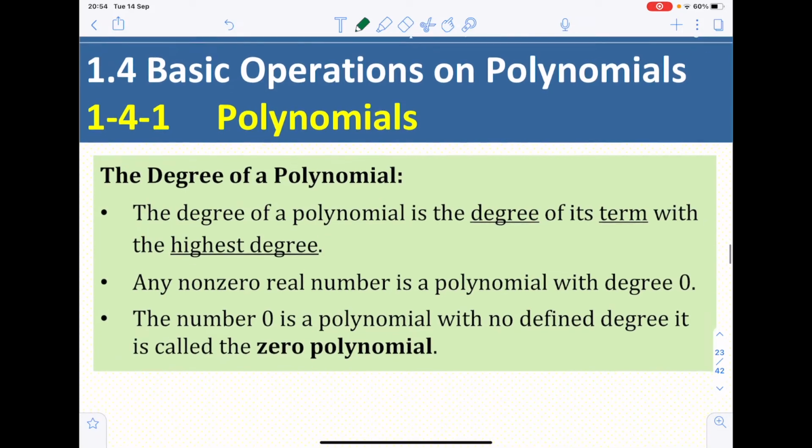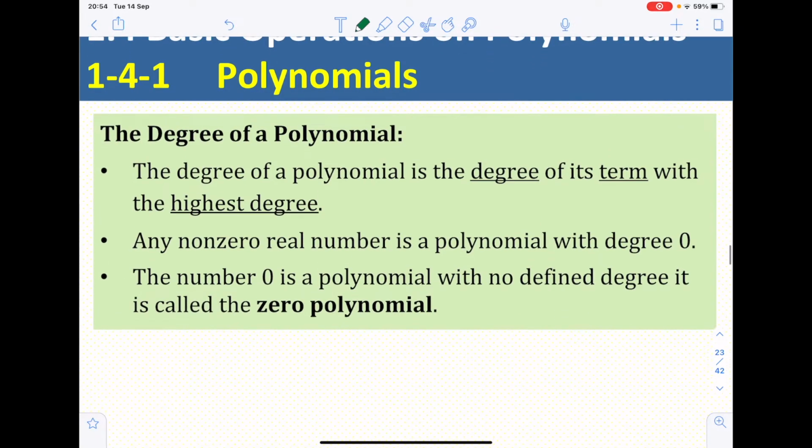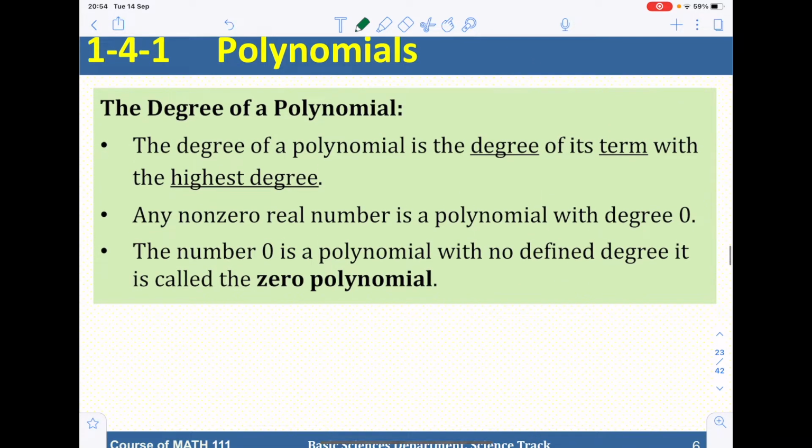Let's see the degree of a polynomial. Since I have more than one term, the degree would be the highest degree, the term that has the highest degree. So I'm going to check the degree of all the terms, then I will take the highest one.